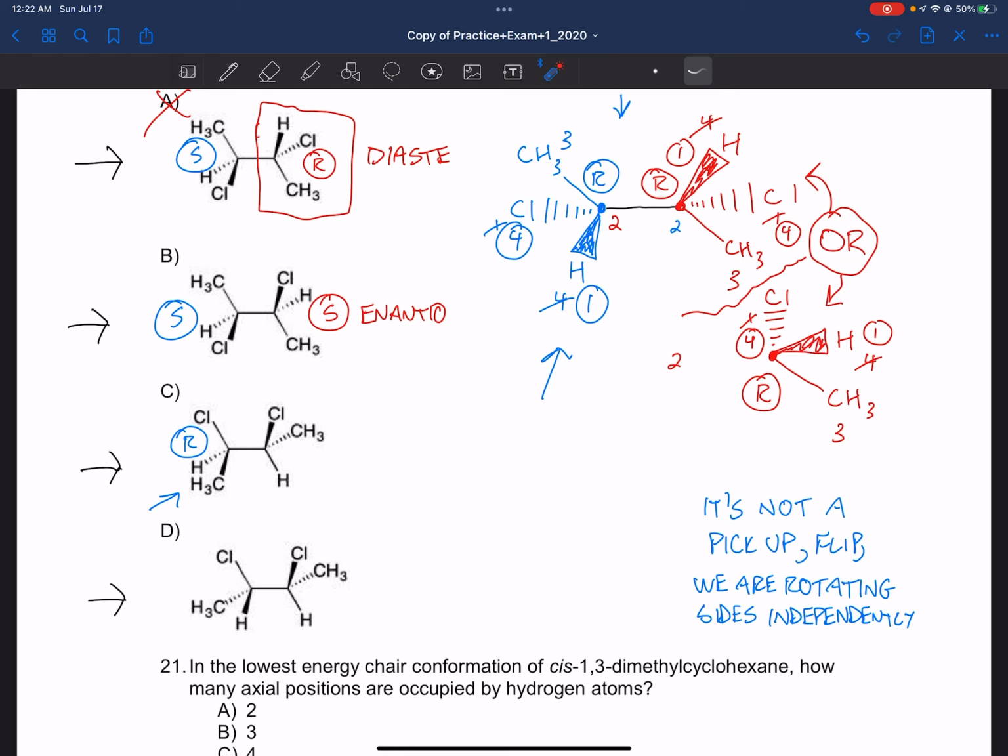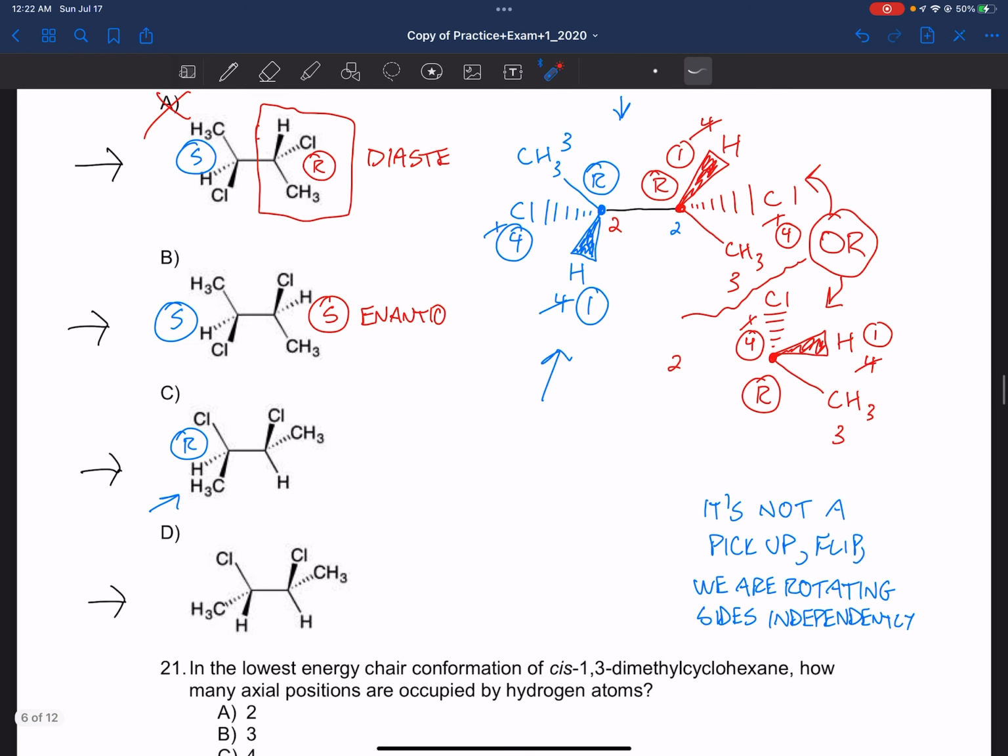So let's look over at this side here. And let's do that visualization again real quick. Let's pull this methyl group towards us to this inline position.